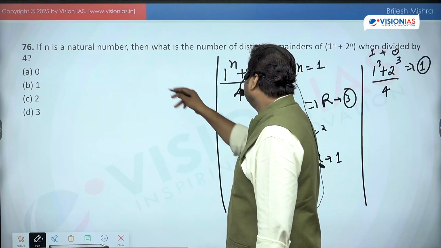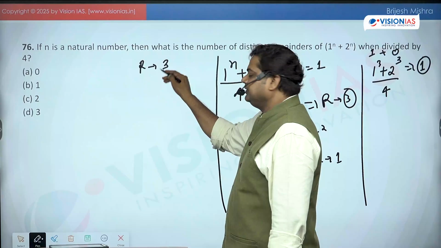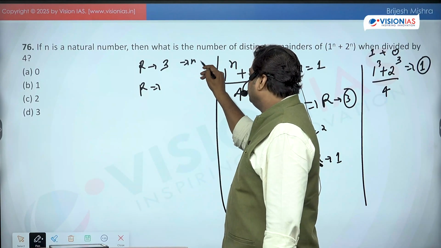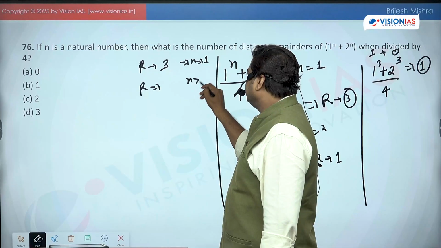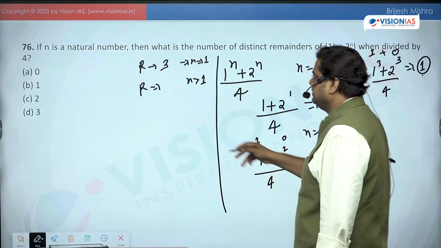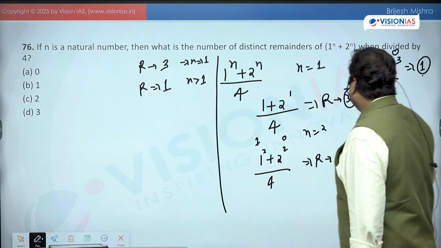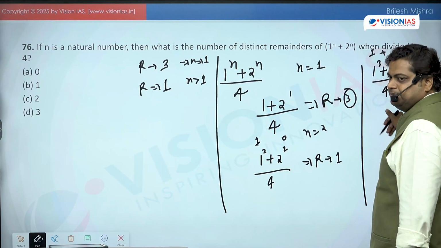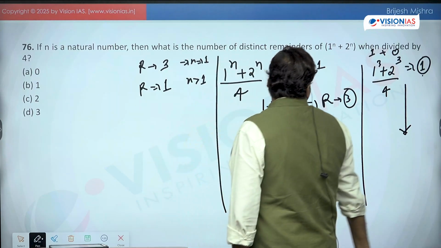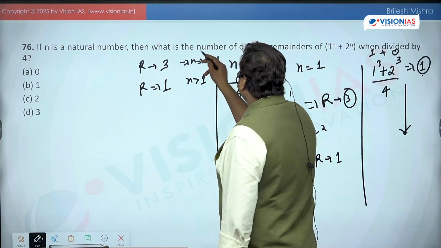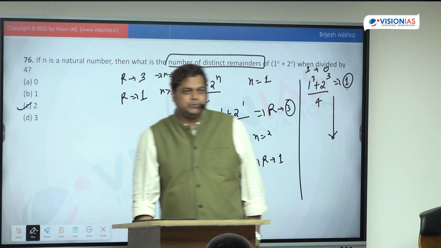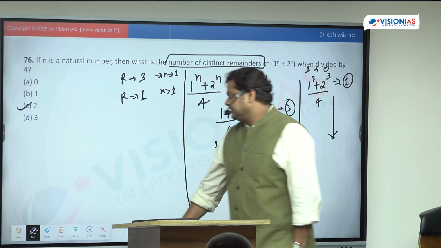So remainder 1. So two possibilities for remainder we are getting. If n is equal to 1, we are getting remainder 3. When n is greater than 1, what remainder are we getting? 1. And if we go further, take any value of n, every time only remainder 1 is going to come. So what they are asking is the number of distinct remainders. How many? 2. 2 is the answer. Next.